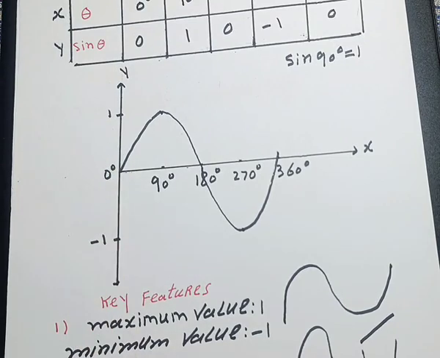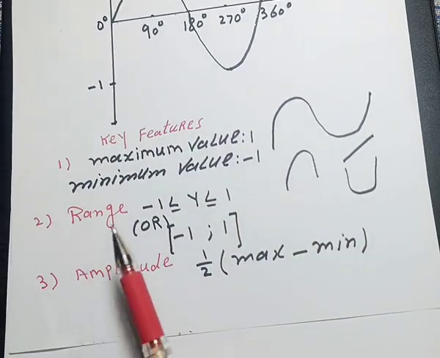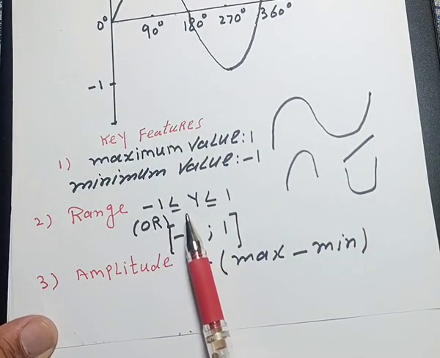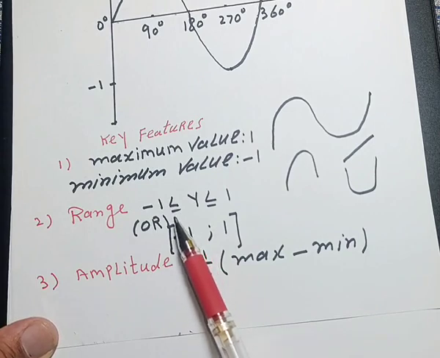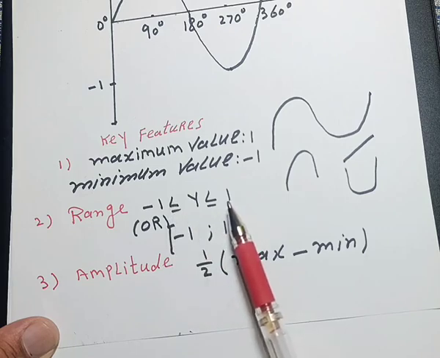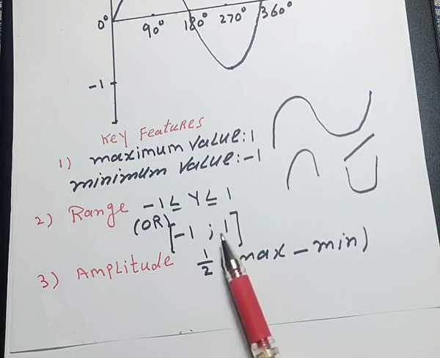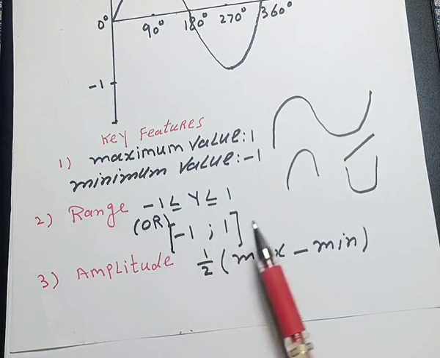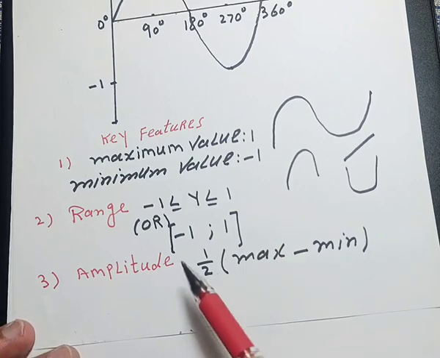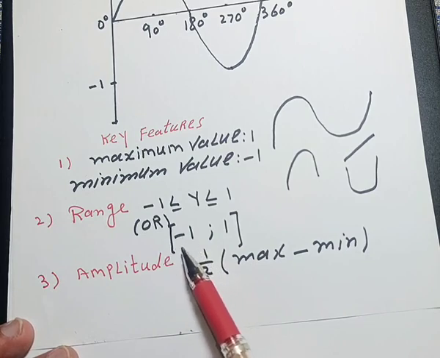We have to see the y value, and then the range of the graph. The range of the graph is between negative 1 and positive 1. This is set notation, so you have to underline, which means negative 1 and positive 1 are included. Or you can write it in interval notation, which is -1 and +1, but you have to write the big bracket. If you write the small bracket, then -1 and +1 are not included. If you write the big bracket, -1 and +1 are included.